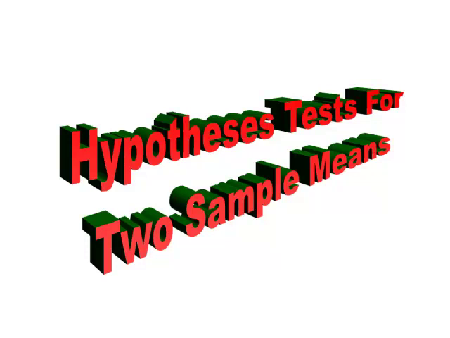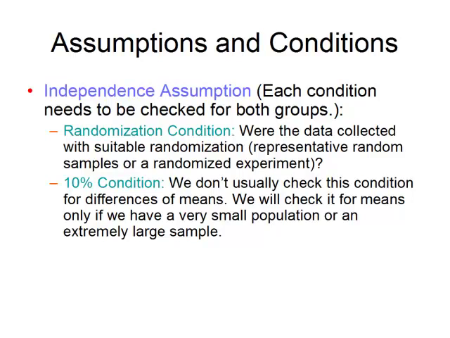Today we're going to talk about hypothesis tests for two-sample means. We need to talk about the assumptions and conditions first. The independence assumption: each condition needs to be checked for both groups. The randomization condition: were the data collected from suitable randomization?